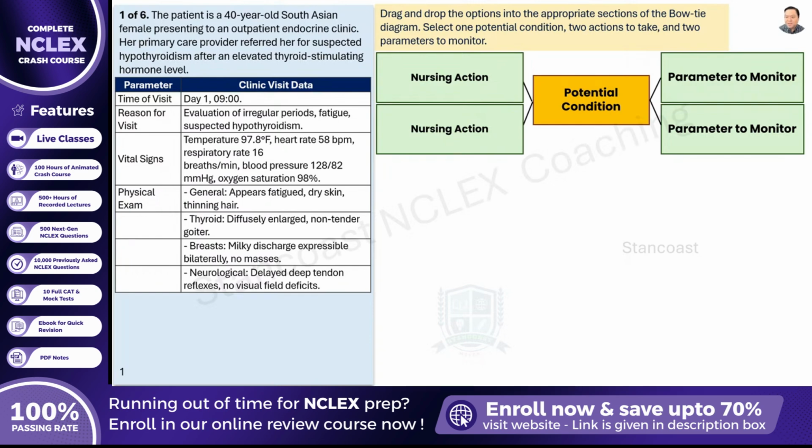She was admitted around 9 o'clock on day 1. Actually, this is the visit at the clinic, and the reason for the visit is to evaluate for irregular periods, fatigue, suspected hypothyroidism, with the following vital signs: temperature 97.8 degrees Fahrenheit, heart rate of 58, respiration 16, blood pressure of 128/82, and oxygen saturation of 98%.